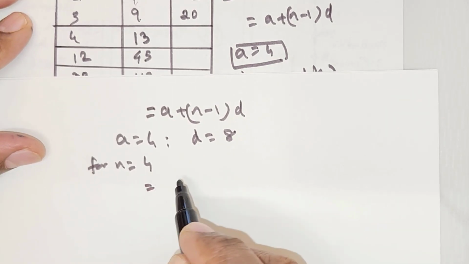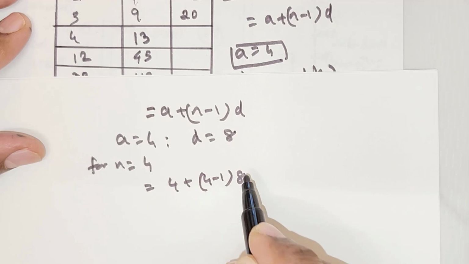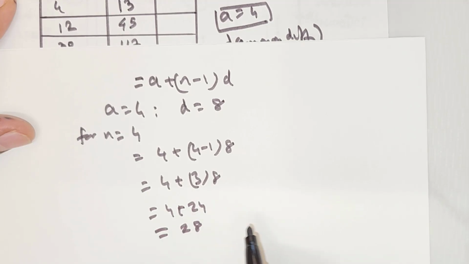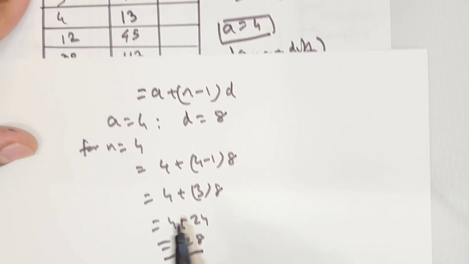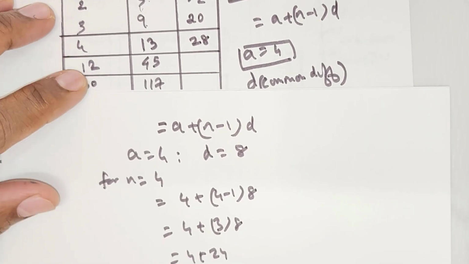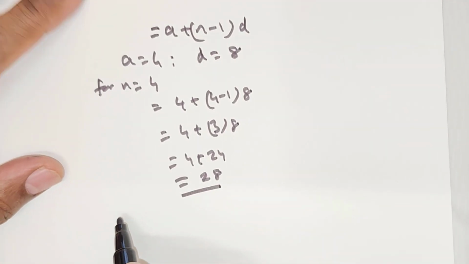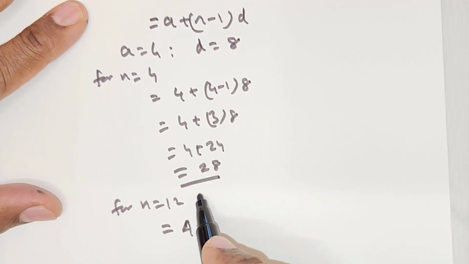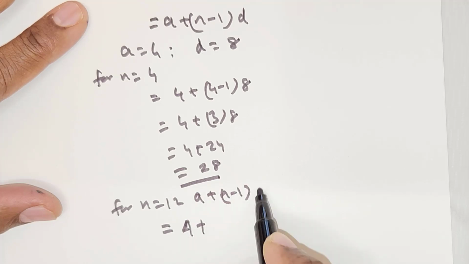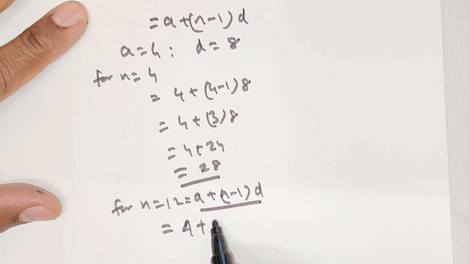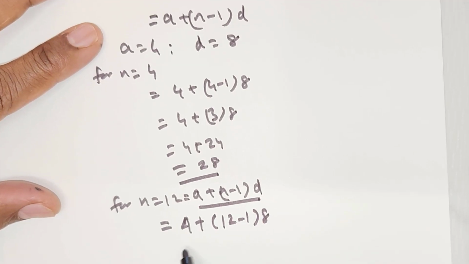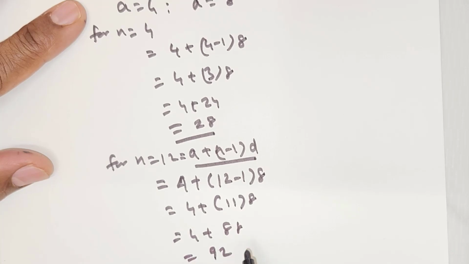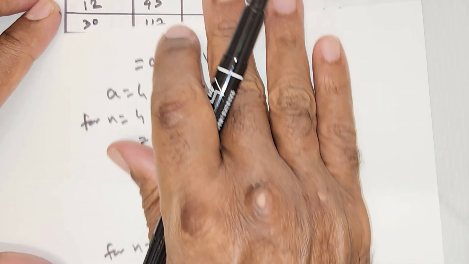So what is that? 4 + (4 − 1) times 8. 4 − 1 is 3 times 8, which is 24, so 4 + 24, which is going to be 28. So for n is equal to 4, the value here is 28. Now next, for n is equal to 12, we need to get the value. The formula is a + (n − 1) times d. So 4 + (12 − 1) times 8, which is 4 + 11 times 8, which is 4 + 88. This is going to be 92. So place the value 92 here.